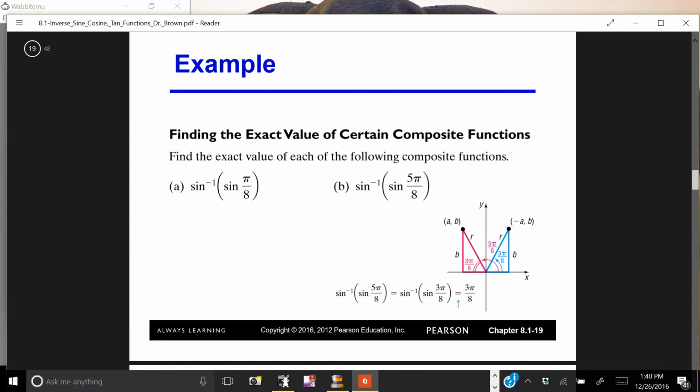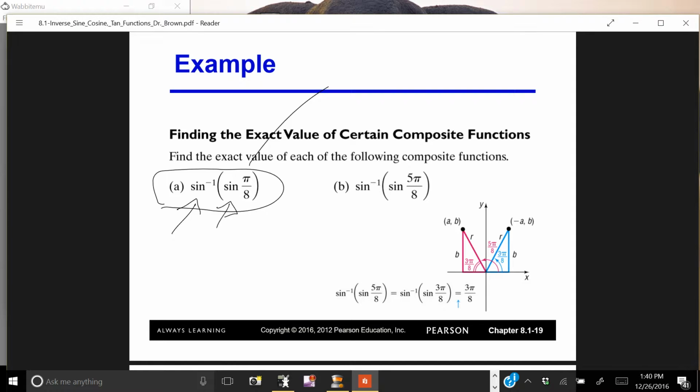So now we're going to use the properties of the inverse sine function to calculate some composite functions. Here is the inverse sine of sine of pi over 8. Notice that pi over 8 is in the range of the inverse sine function. So the inverse sine of sine of pi over 8 is just simply going to be getting your x back, which is pi over 8.